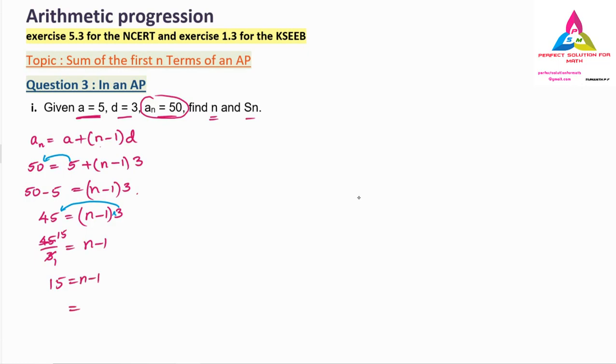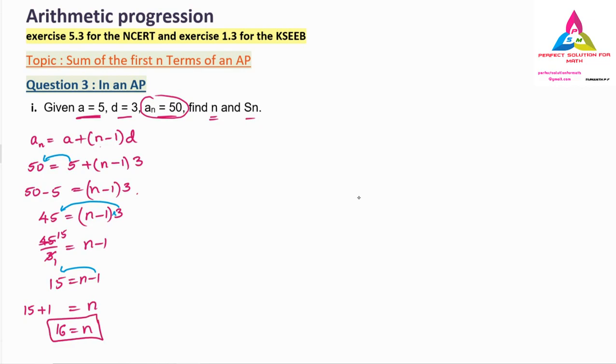So now lastly what do we have to shift? The last thing we have to shift is this minus 1 to the other side. So we have to keep the unknown thing, that unknown thing is nothing but n. 15 I have to write as it is. Minus 1 when you shift it will become plus 1. 15 plus 1 is nothing but 16. That is our n value.